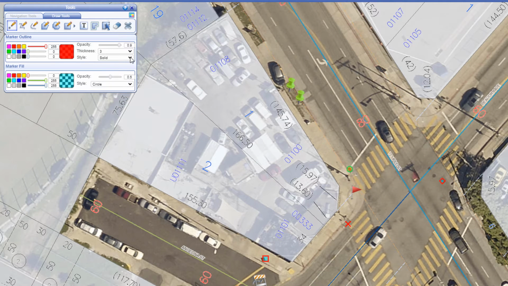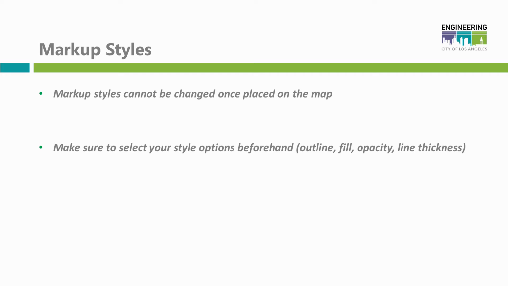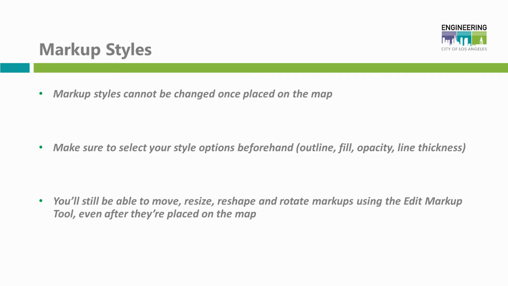Solid lines are the default style for point outlines, but it can be changed to one of several dash dot patterns. Before we continue, it should be mentioned that a markup style cannot be changed once it's placed on the map. Therefore, make sure to select your styling options beforehand. You'll still have the option to move, resize, reshape, and rotate markups using the Edit Markup tool, which will be discussed later.